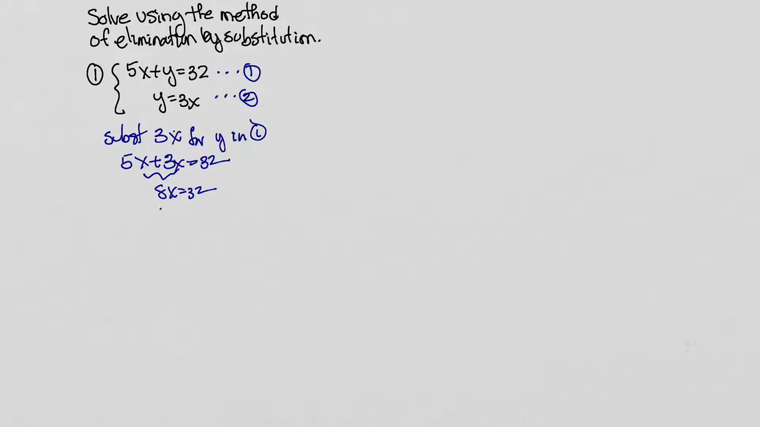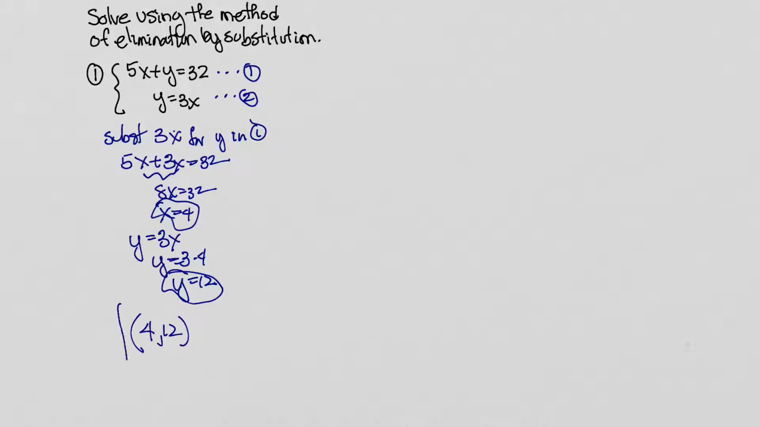And if I divide by 8, I'll get x is 4. And now I can take that 4 and put it right back in here and get y. So let's do that. So if x equals 4, then y equals 3x gives us y equals 3 times 4. We'll get y equals 12. So let's summarize then. Here's our solution. We get 4 for x, 12 for y.